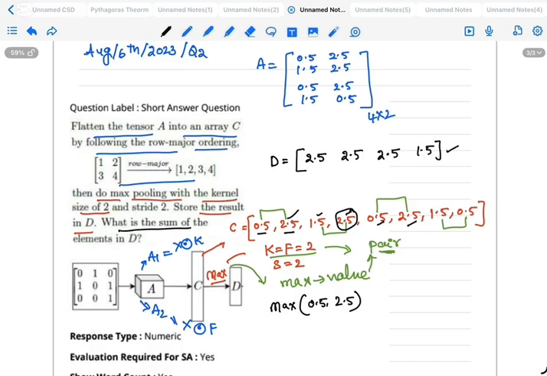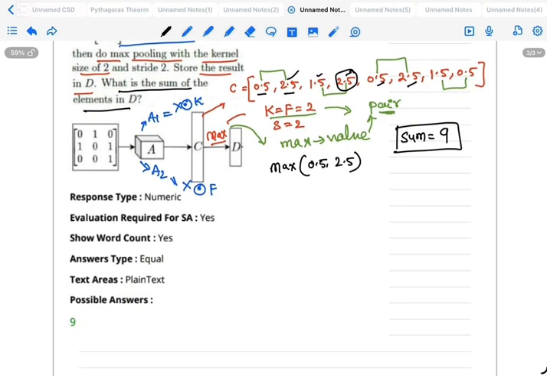And what is the sum of all the elements in D? So the sum becomes, if we add all the elements, 2.5 plus 2.5 is 5, plus 2.5 is 7.5, plus 1.5 is 9. Sum equals 9. So the answer for this question is 9.